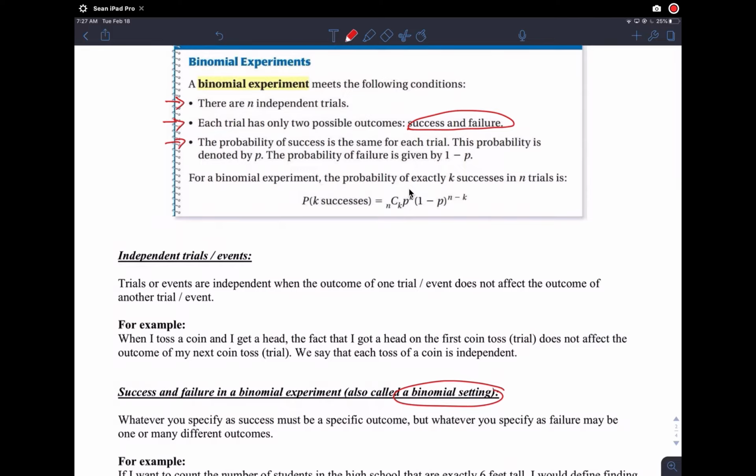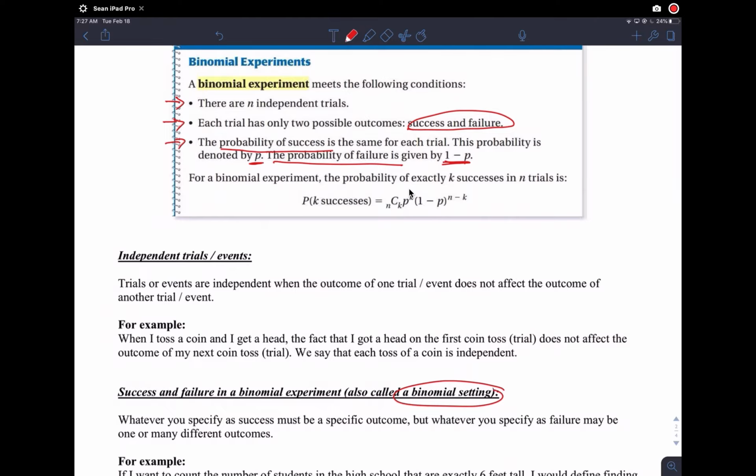And then if this probability of success is denoted by a small letter p, it means the probability of failure, of not getting a success, would be 1 minus p. Okay, because all the options together must make 1, right? So p plus 1 minus p is 1. That's all the possibilities, right?